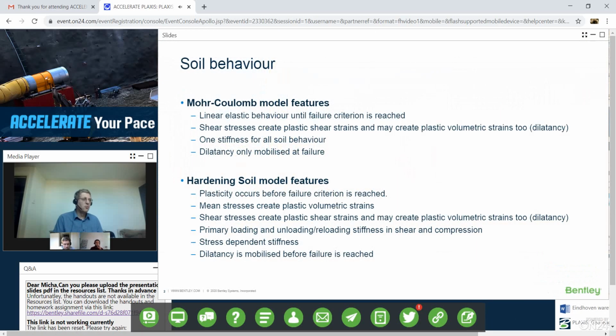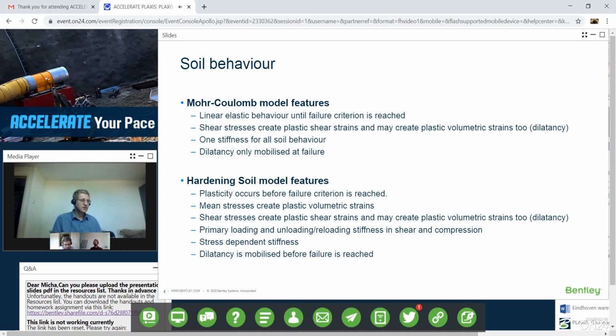Now, if we first compare the hardening soil model with the Mohr-Coulomb model, and we just look at soil behavior, what kind of features does the Mohr-Coulomb model have? Well, the Mohr-Coulomb model has linear elastic behavior until we reach failure. So there is some kind of failure criterion, which is shear-based. Unless we really reach that failure criterion, the behavior of the Mohr-Coulomb model is perfectly linear elastic. Whether I shear the soil or compress the soil, it's all linear elastic.